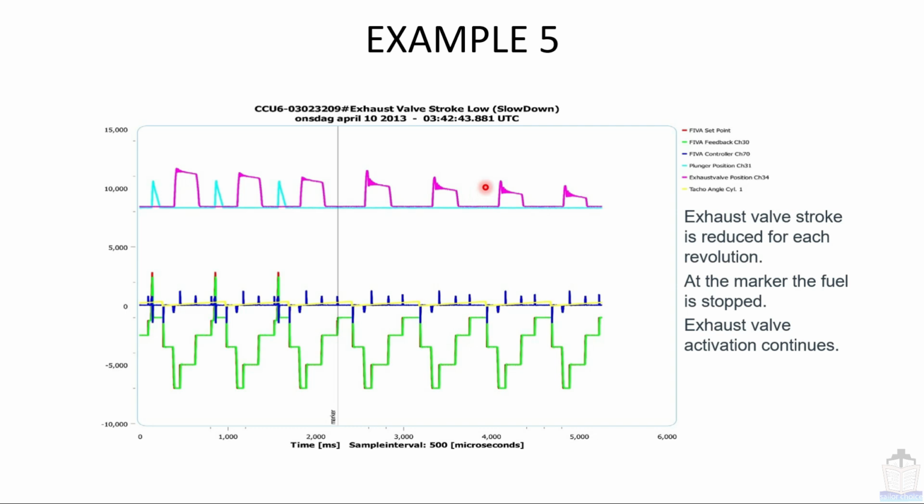Only exhaust valve actuation is still going on, and we can see before the marker line that the exhaust valve stroke was coming down. That's why the engine control system took a precautionary action in order to avoid any sort of detrimental effect to the engine. So where is the problem? You can see this FIBA set point is looking good. FIBA channel 30 is also following the FIBA set point, so there is no problem. That means FIBA channel 70 is also working fine.